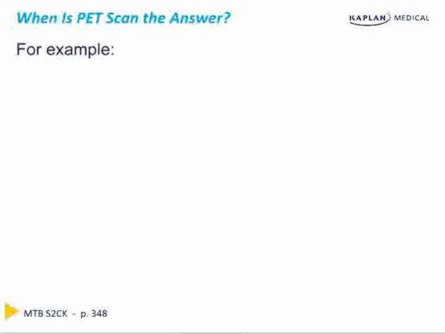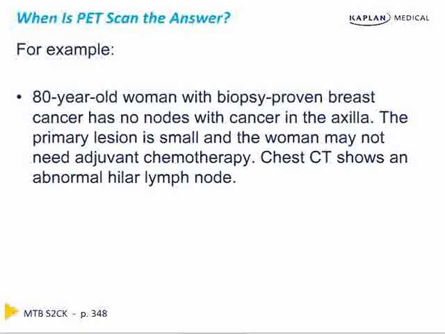Let's take this case as an example. Here we have an 80-year-old woman with biopsy-proven breast cancer. She has no nodes with cancer in the axilla, and the primary lesion is small. Therefore, the woman may not need adjuvant chemotherapy, which we'll talk more about later.